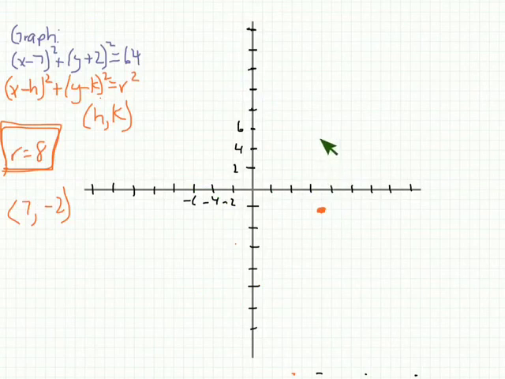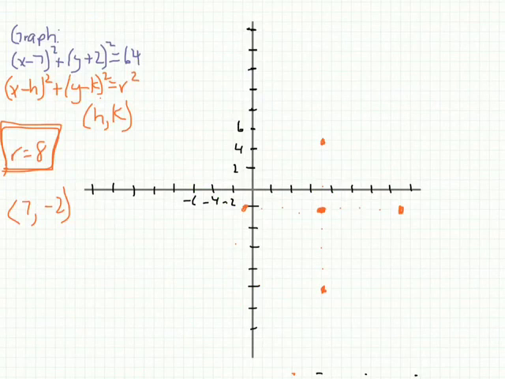That would be a radius of this circle. Again, 2, 4, 6, 8 would be a radius. I can go down, 2, 4, 6, 8. This would be a radius. I can go to the right, 2, 4, 6, 8 would be a radius. Or I can go to the left, 2, 4, 6, 8.